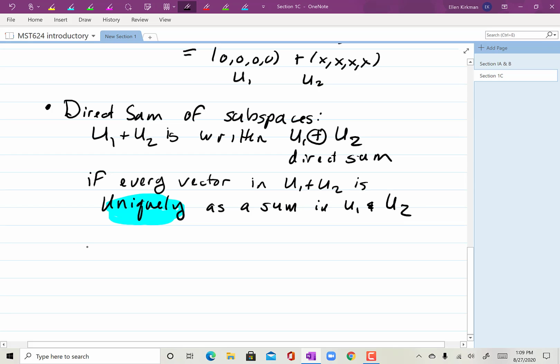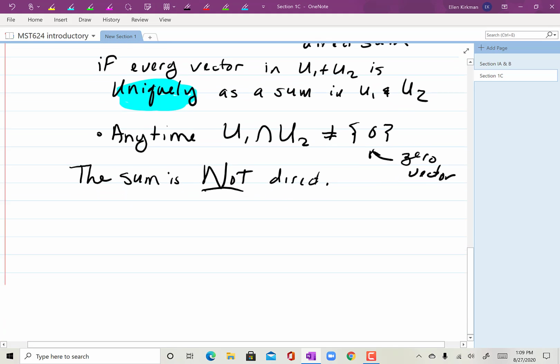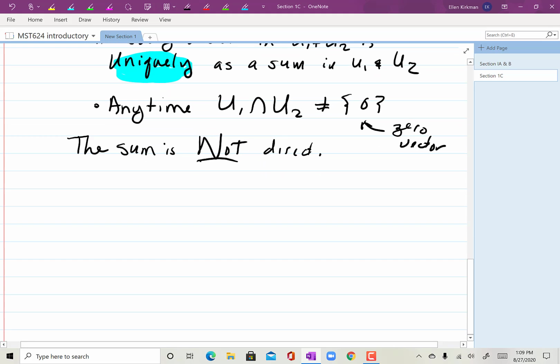Okay, and notice anytime this intersection is non-zero, that is, more than the 0 vector, the sum is not direct. And we'll show for 2 things that's actually going to characterize it.